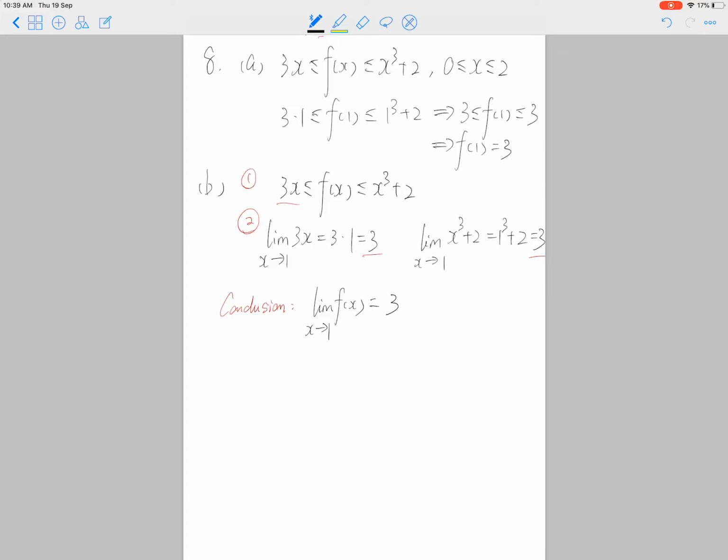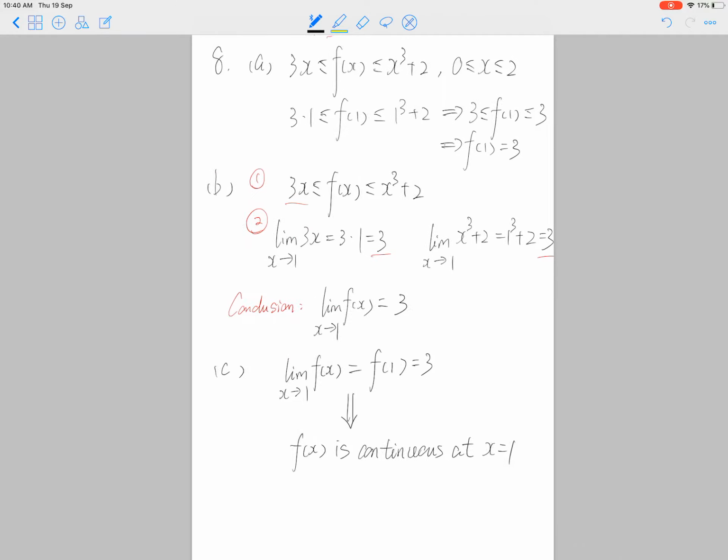So is f(x) continuous at 1? f(x) is continuous at 1, because the limit of f(x) when x is approaching 1 equals f(1) equals 3. So by definition, f(x) is continuous at point 1. f(x) is continuous at a point means f(a) equals the limit of f(x) when x is approaching a. So f(x) is continuous at point 1.